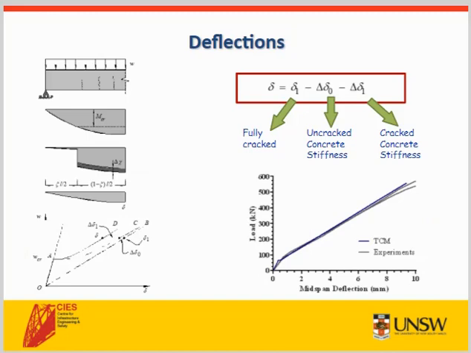Again, with the tension stiffening relationship quantified, we can start to develop rational expressions for deflections of fibre reinforced concrete beams. Here we can take the instantaneous deflection of a beam equal to the deflection, assuming the entire beam is fully cracked, and subtract the stiffness provided by the uncracked concrete and the stiffness provided by the fibres at the crack. As can be seen from the figure at the bottom right, the model predicts the experimental results very well.